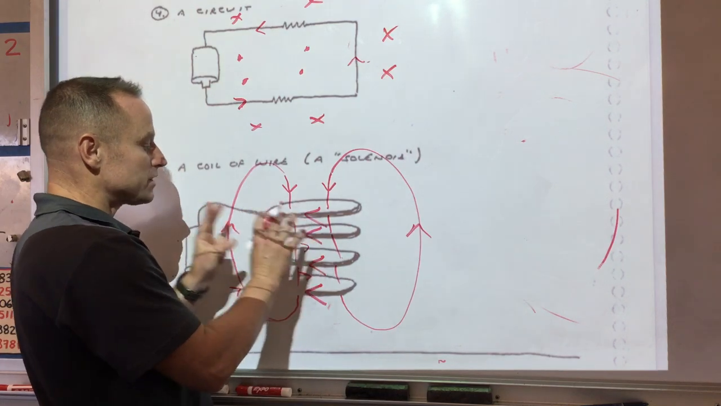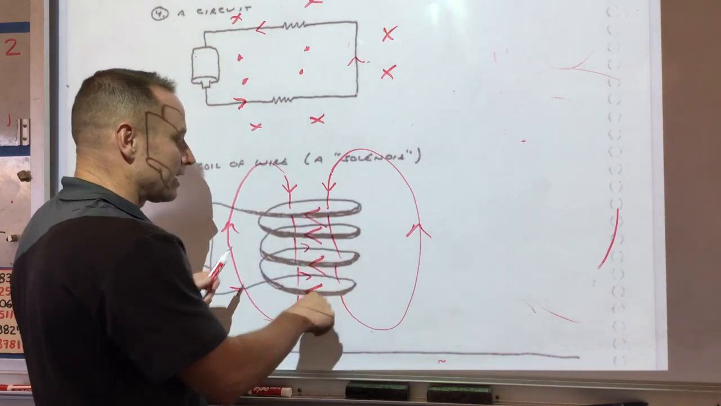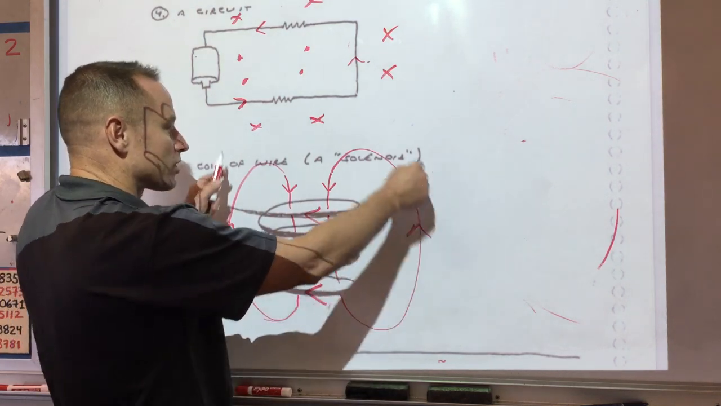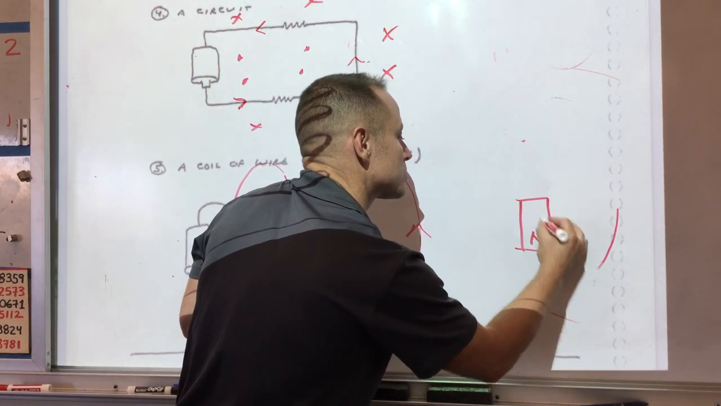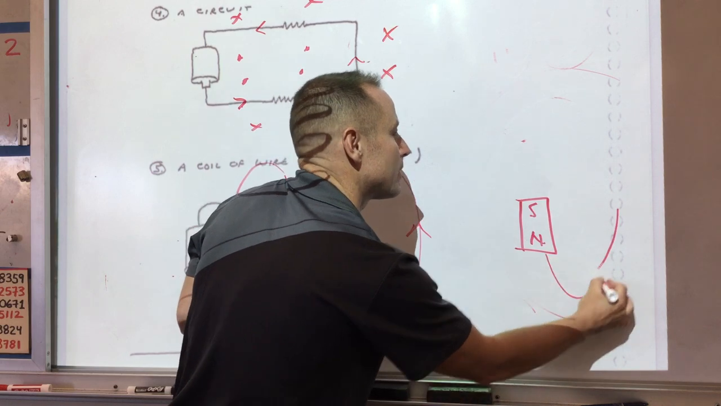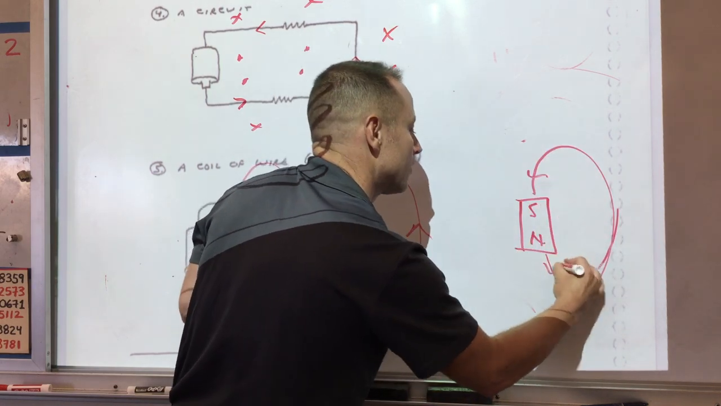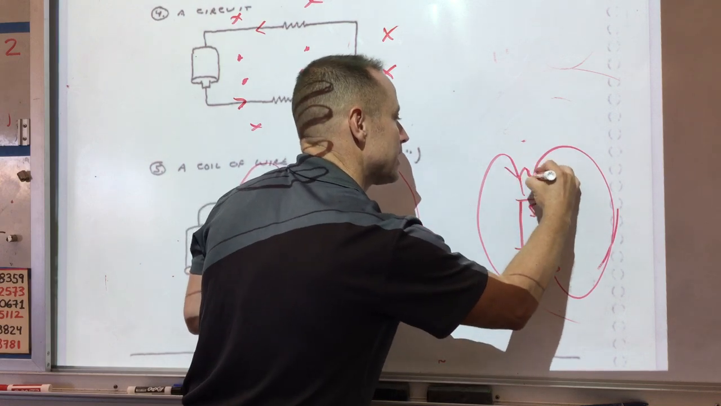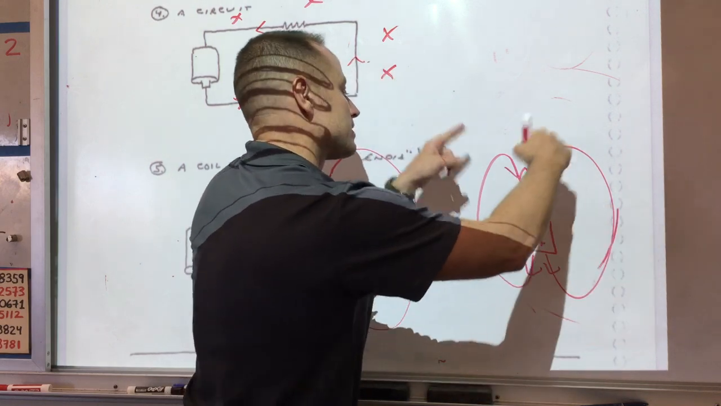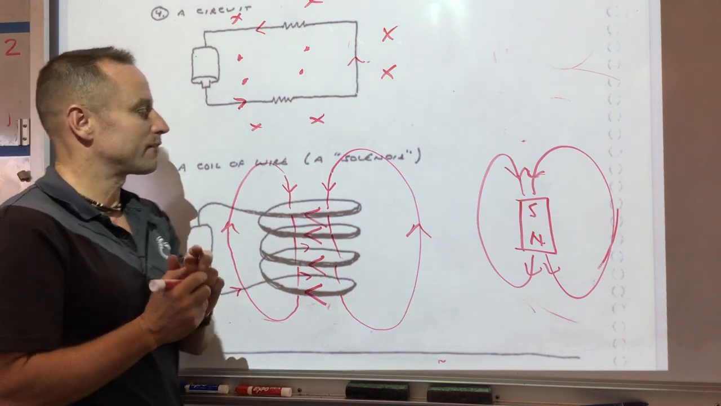And notice that this field is acting like field lines are coming out of here, circulating around, coming back in. This field is acting just like a bar magnet that's oriented like this. Field lines come out of the north, wrap around, and go into the south. Did I draw the arrow the right way? Yes. So out of the north into the south, that's the magnetic field that you get from a coil.